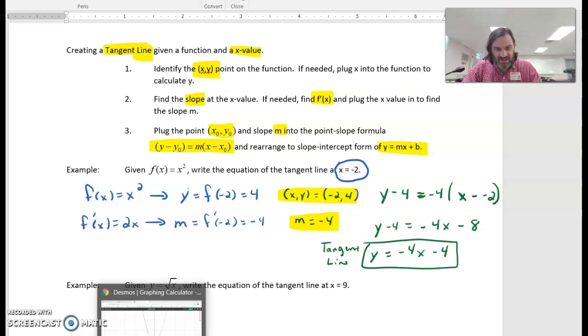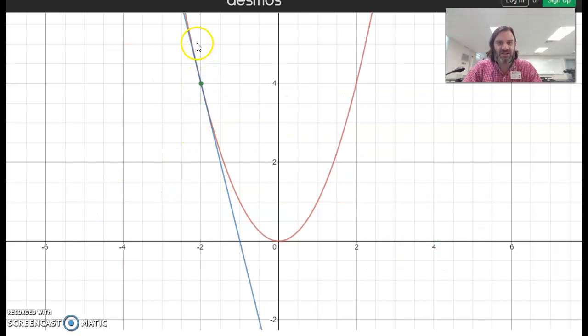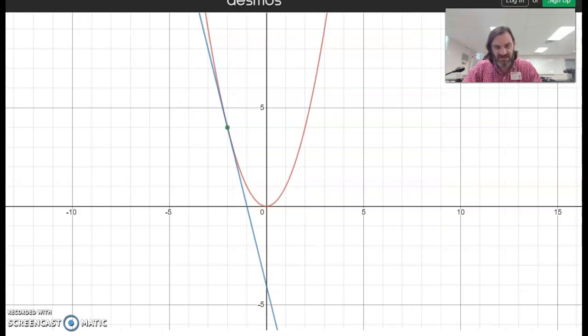So just to make sure you understand that, here's the graph. The red line here, the parabola, is the x squared graph. And then over here is the point -2 for x and +4 for y. And the blue line is the tangent line that goes through there, y equals -4x minus 4. So you see it's just kind of barely touching there.